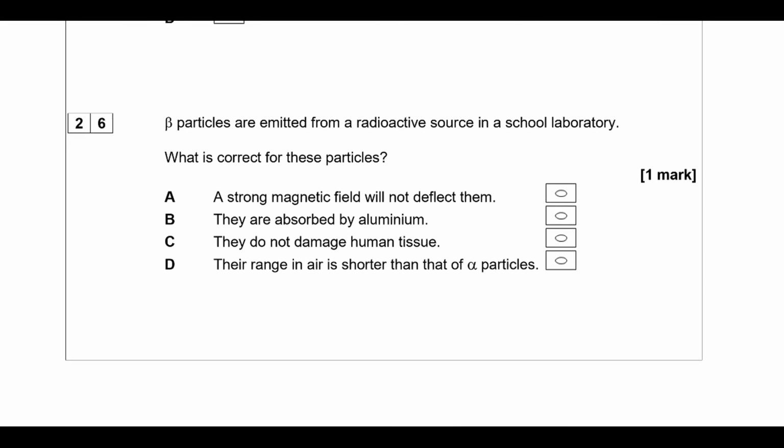Okay, so beta particles are emitted from a radioactive source in a school laboratory. What is correct for these particles? A, a strong magnetic field won't deflect them. That's rubbish because they're charged and they're traveling at speed. B, they are absorbed by aluminium. Well, beta radiation is absorbed by aluminium, so that's true. C, they do not damage human tissue. Well, they're ionizing particles, so they would. D, their range is shorter than alpha. Rubbish. That's a very straightforward question there.